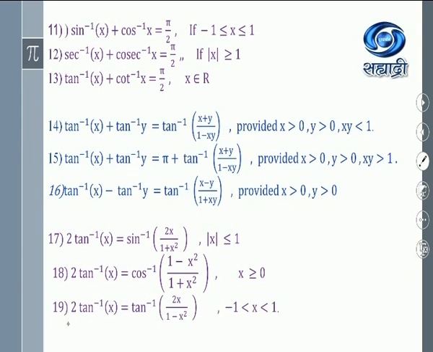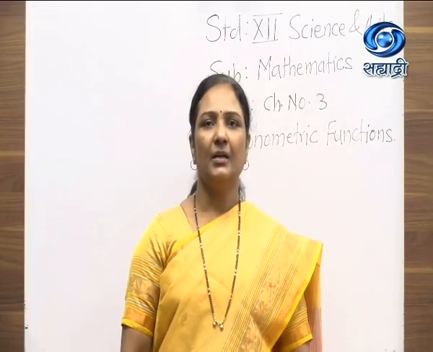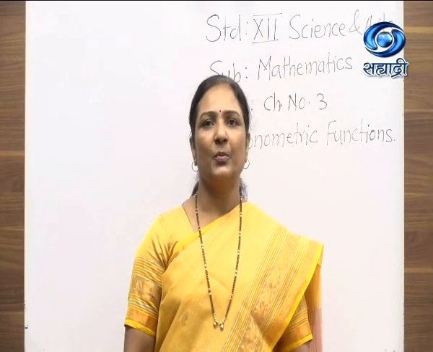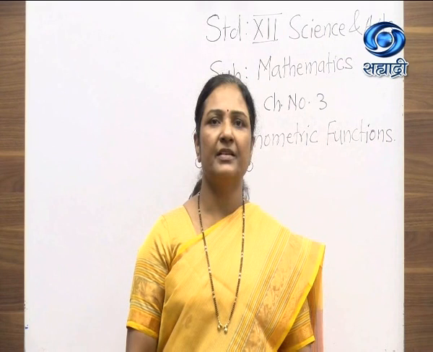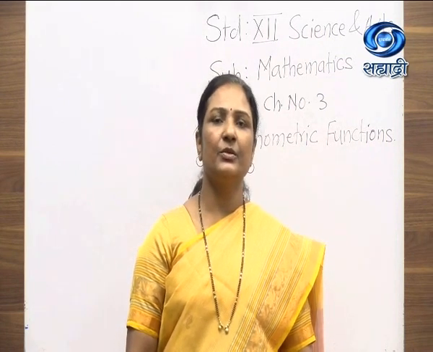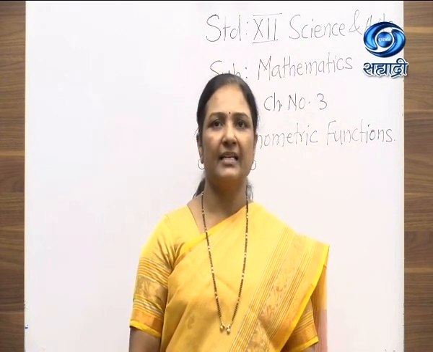And the last one is 2 tan inverse x is equal to tan inverse of 2x upon 1 minus x square. And the condition is what? x is strictly less than 1 and greater than minus 1. I hope you have understood all the properties of the inverse trigonometric functions. The only thing is we will have to revise all of those again and again.